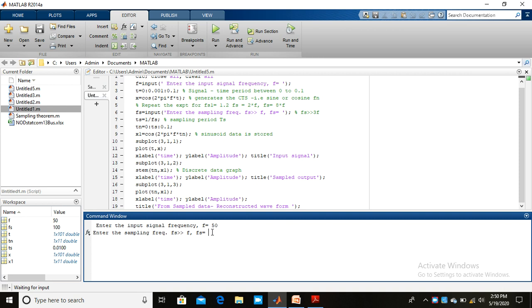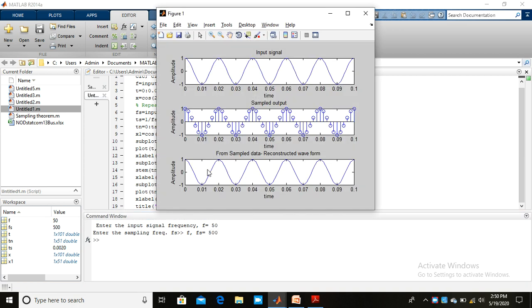Instead of giving 2 times the 50 hertz, for example, take more than 5 times or 10 times, that is 500. So here we get a smooth reconstructed waveform. Thank you.